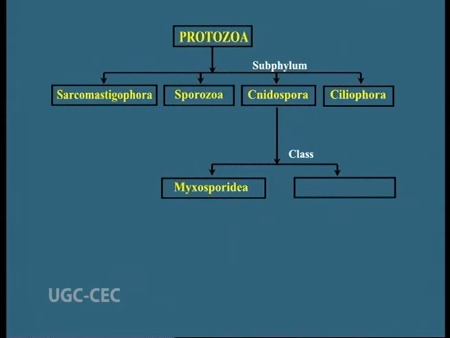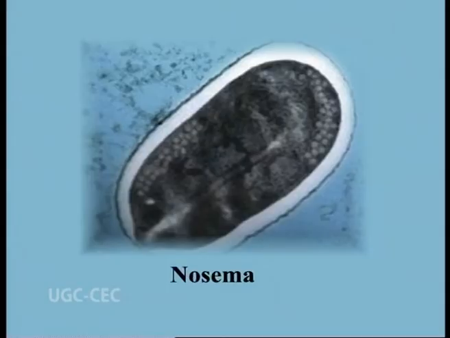Class Microsporidia. Example is Nosema. Spores are small and of unicellular origin. Spores with one valve through which sporoplasm emerges. They are intracellular parasites in arthropods and vertebrates.